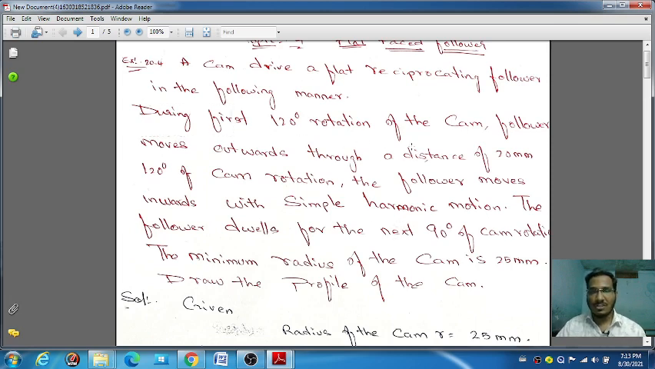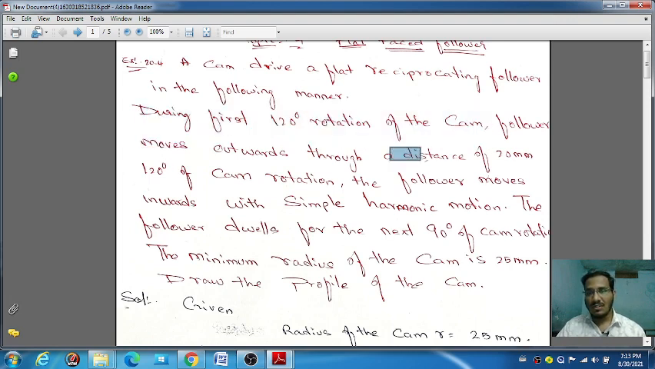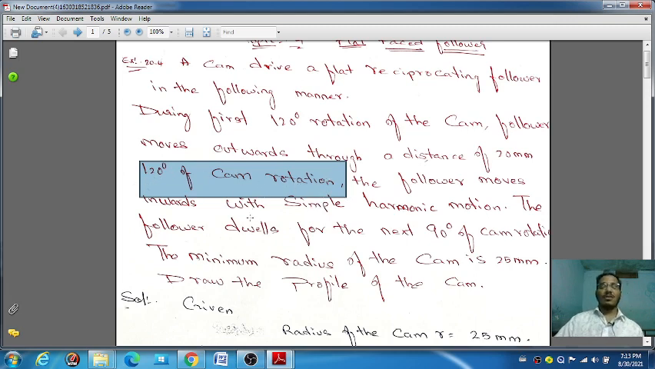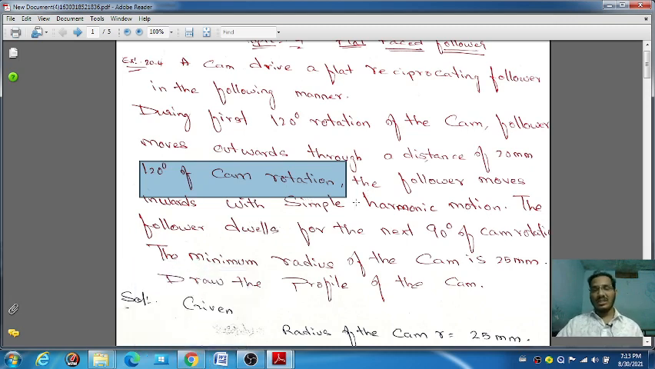First, during the first rotation given in the question, this is your outstroke and this is the height of the follower. Then after that, 120 degrees of the cam rotation. Here it moves outward through a distance of 20 mm, then 120 degrees of the cam rotation. It means the follower will go to the highest point in 120 degrees, and it will come back in the same degrees in the return stroke. That is what the question is saying here. While you are understanding the question, you have to concentrate.